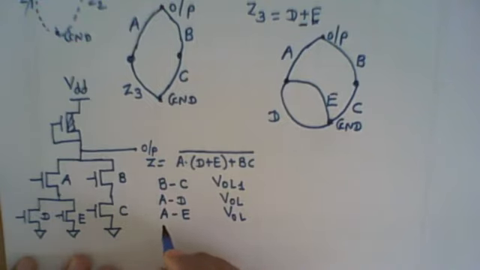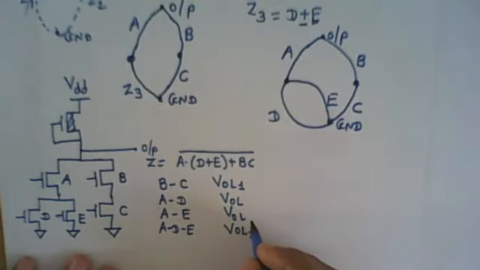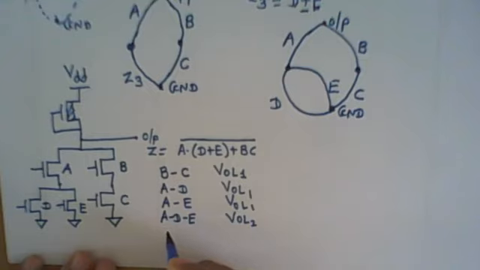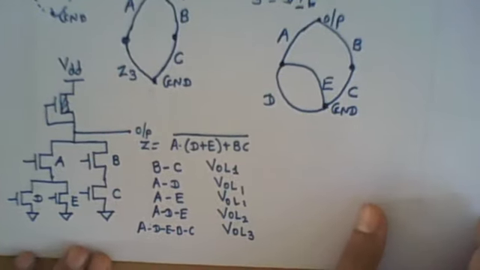Or when A, D and E, all the three are 1, then also we get output equal to 0. Let me call this the second stage, VOL2, right? And when all the five are equal to 1, then also we get output equal to 0. Let's call it VOL3.